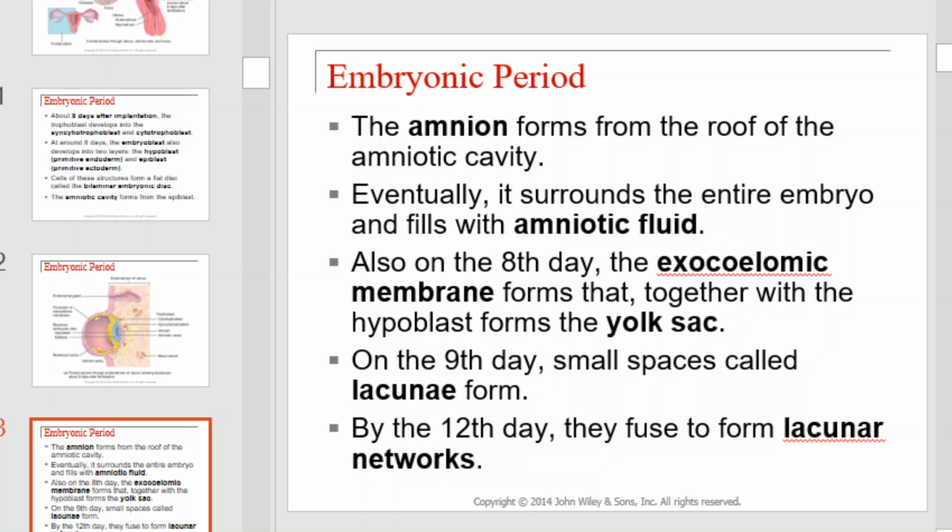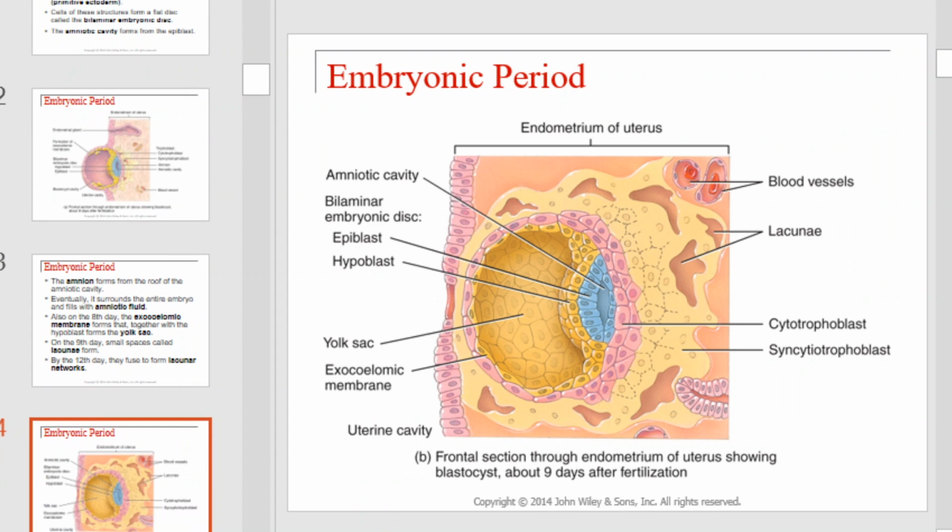The amnion forms from the roof of the amniotic cavity. Eventually, it surrounds the entire embryo and fills with amniotic fluid. Also, on the 8th day, the exocoelomic membrane forms that, together with the hypoblast, forms the yolk sac. On the 9th day, small spaces called lacunae form. By the 12th day, they fuse to form lacunar networks, as seen here.